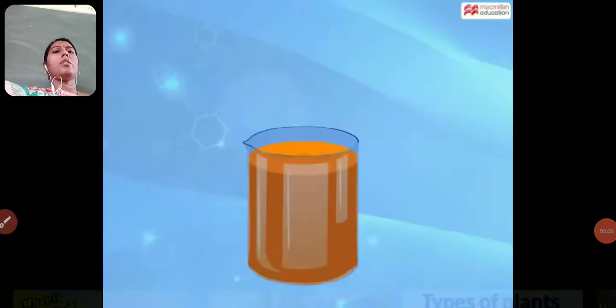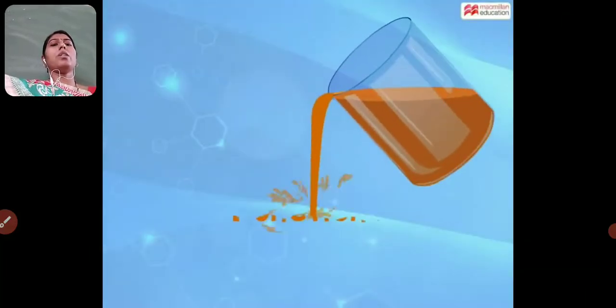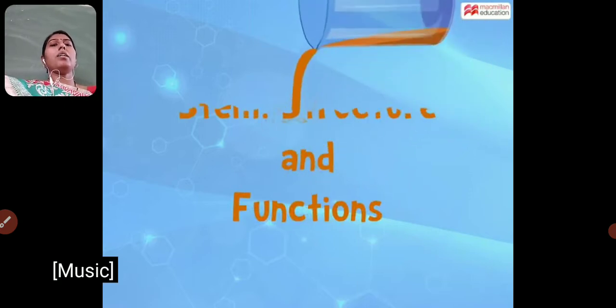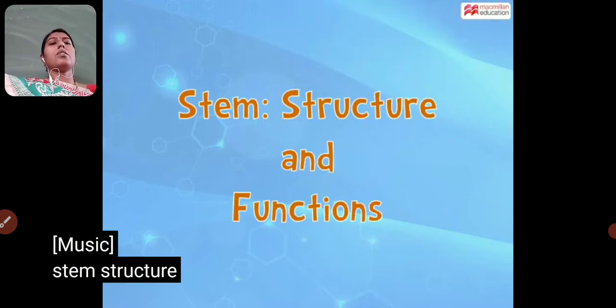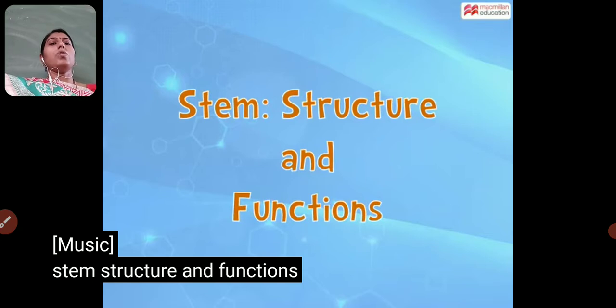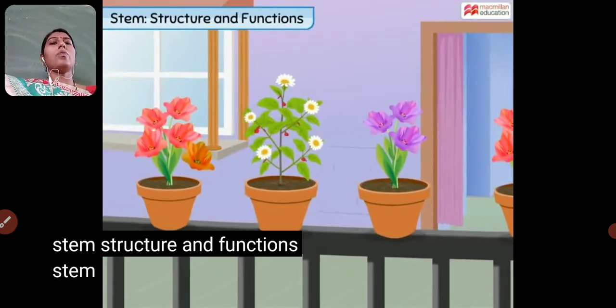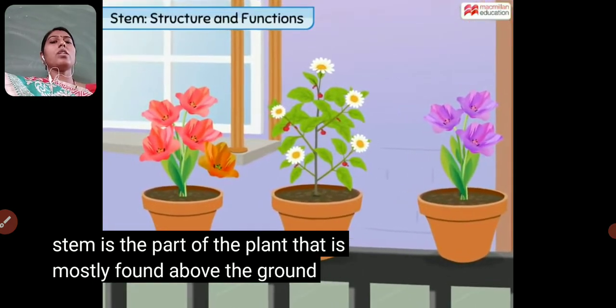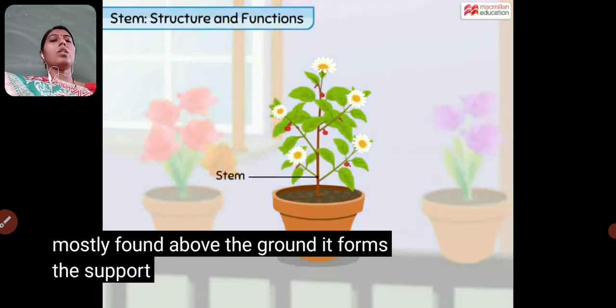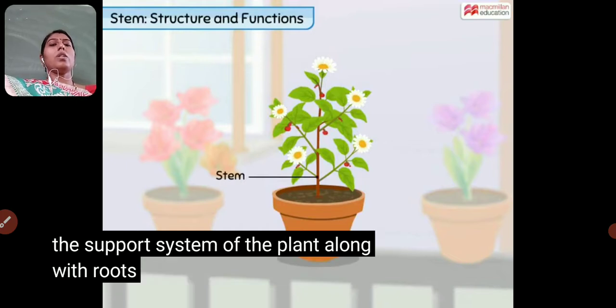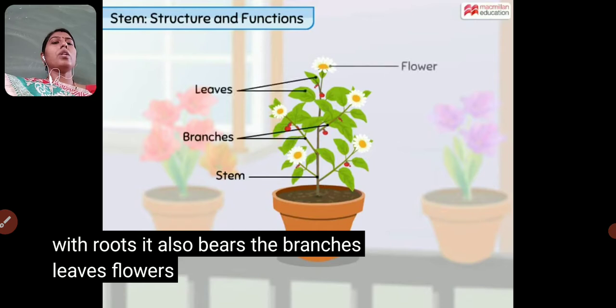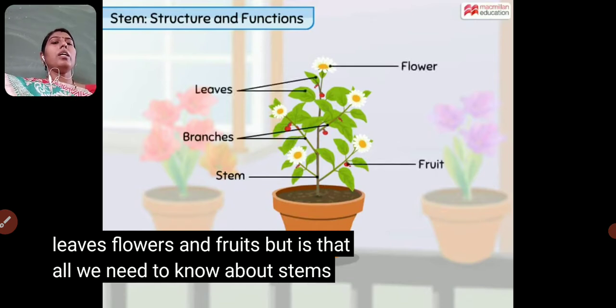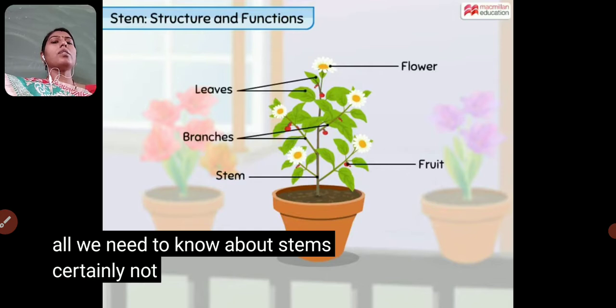Yes, good afternoon children. In today's period we are going to see the next part, that is stem, structure and functions. Here observe the stems of different plants. The stem is the part of the plant that mostly grows above the ground. It forms the supportive system for the plant along with the roots. It can also bear the leaves, flowers, and fruits, but that is not all we know about stems.